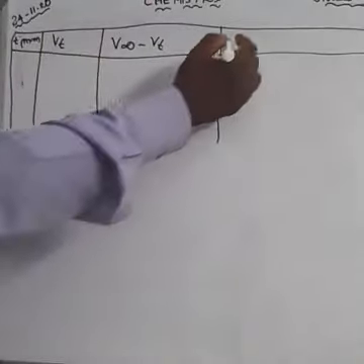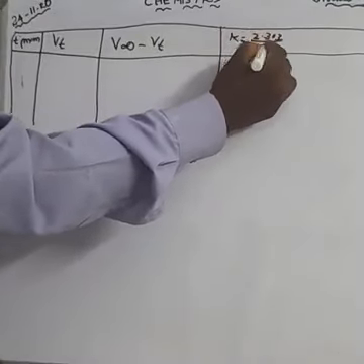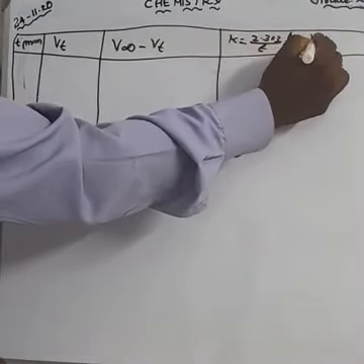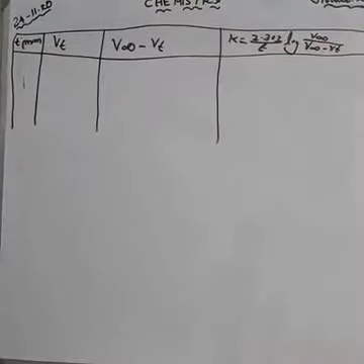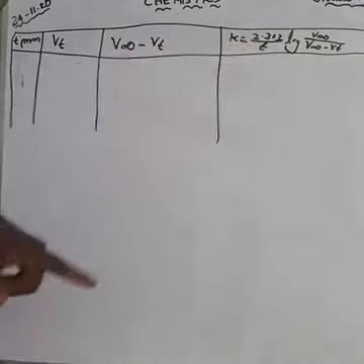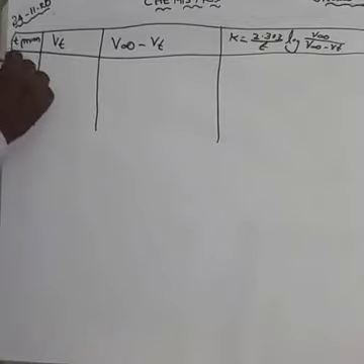What is the formula? K is equal to 2.303 by T log V infinity by V infinity minus Vt. This is the formula. Can you see what is the formula here? That's the formula. As per the tabular column, the time T in minutes, the starting time is about 6 minutes. Am I right? 6 minutes.